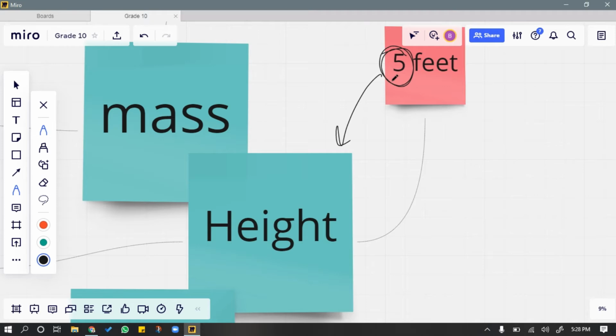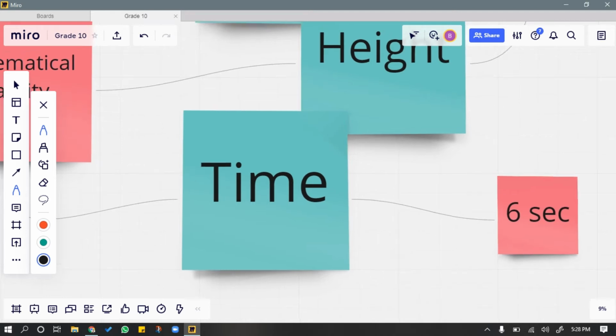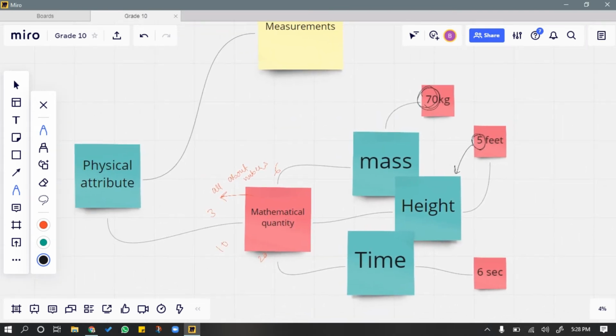Okay, so these are some sort of examples. You can find one example of a time which is giving you a number of 6 seconds, mentioning how much time has passed. So in short, measurements are what? Measurements are physical attributes. When they are related to some mathematical quantity, they give you some exact information.